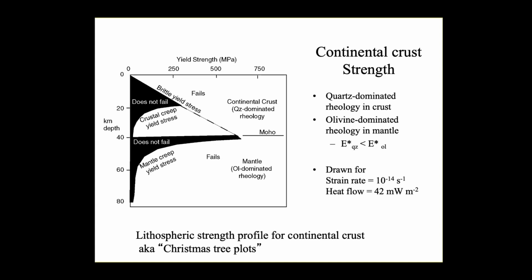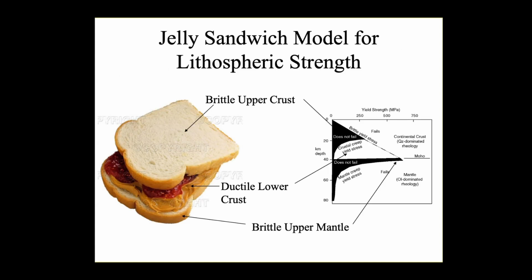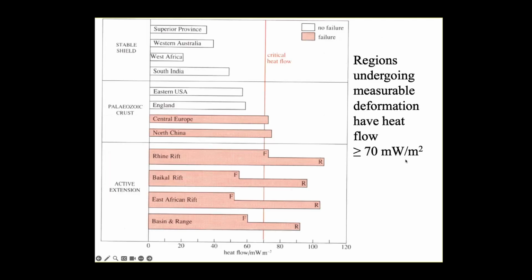So just to reiterate the jelly sandwich model for lithospheric strength, here we see the brittle upper crust, the ductile lower crust, and the brittle upper mantle. All right. Now, this is an interesting diagram.